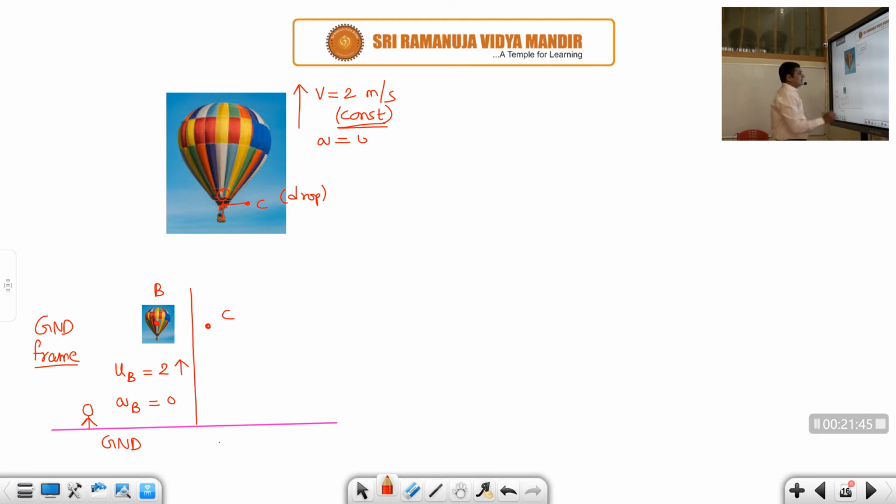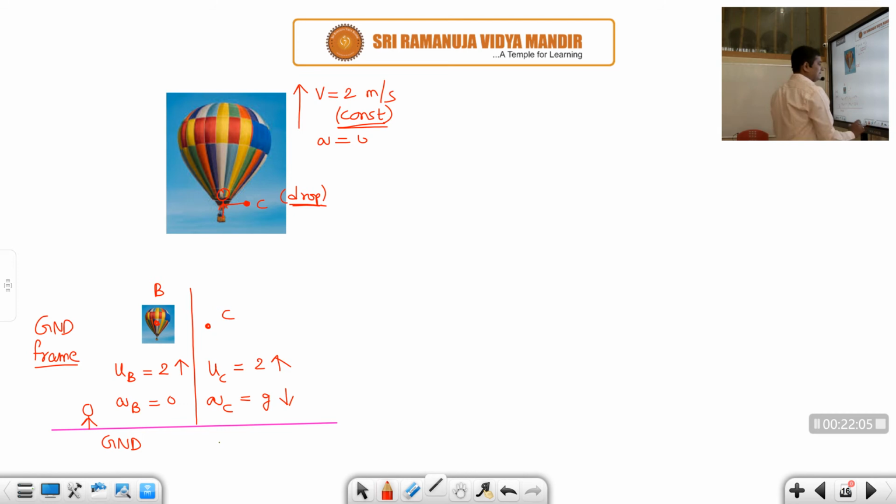Next, what is the initial velocity of the coin with respect to the ground? Even though it is said that it is dropped, we should not write 0. We should take it as 2 meters per second upward. What is the acceleration of the coin, students? g downwards.